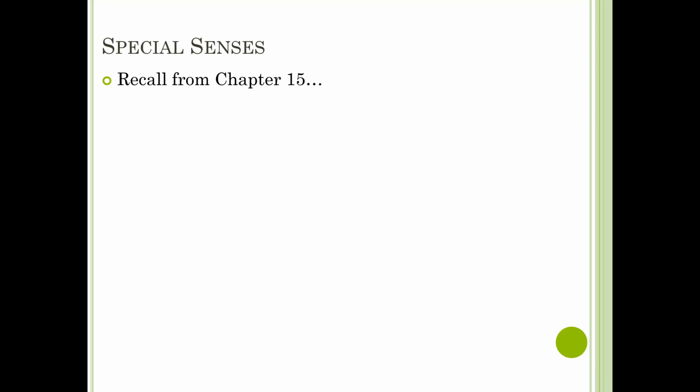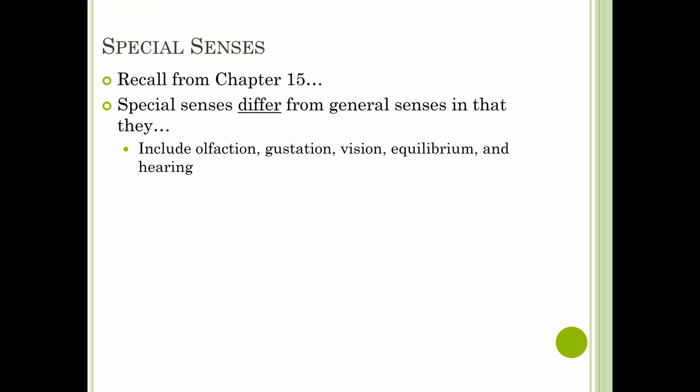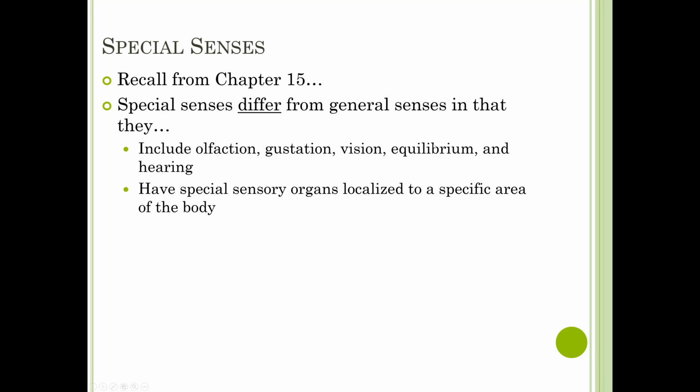So recall from chapter 15 that the special senses, which is the focus of this chapter, differ from general senses in that they include olfaction, which is smell, gustation, which is taste, vision, equilibrium, and hearing. They also have special sensory organs localized to a specific area of the body. So, for example, vision is only carried out by your eyes. So a good bit of this chapter is going to be focused on the structure of those special sensory organs.